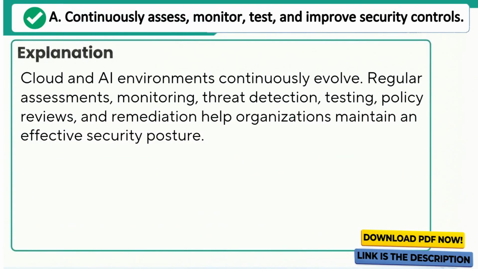Correct answer: A. Continuously assess, monitor, test, and improve security controls. Explanation: Cloud and AI environments continuously evolve. Regular assessments, monitoring, threat detection, testing, policy reviews, and remediation help organizations maintain an effective security posture.